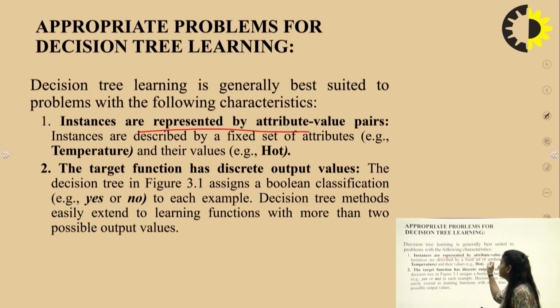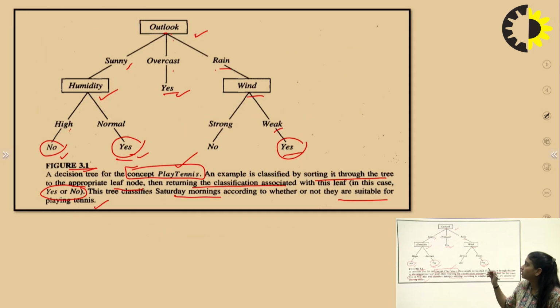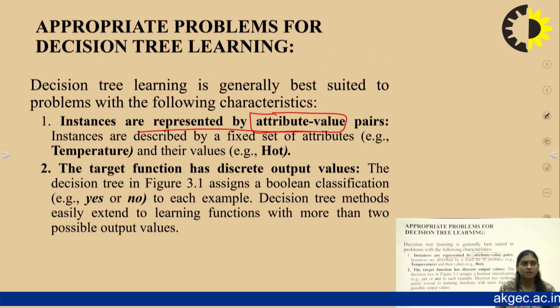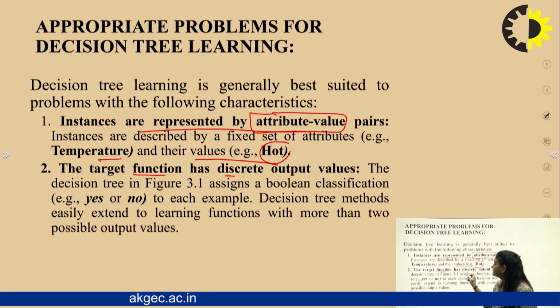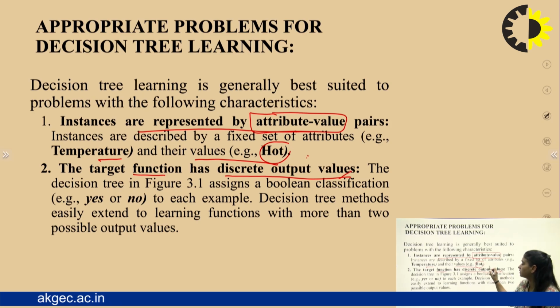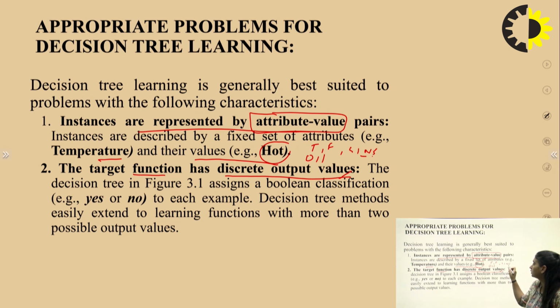The characteristics are these. First, the instances are represented by attribute value pairs, as in the previous slide we have discussed. If we have an attribute called outlook, its value can be sunny or overcast. For example, we have the attribute temperature, which has values like hot and cold. Next is the target function has discrete output values. Discrete means we have categories like 0, 1, true, false, spam or not spam. So when we have discrete output values, we can use it.